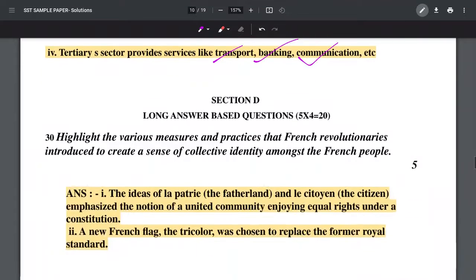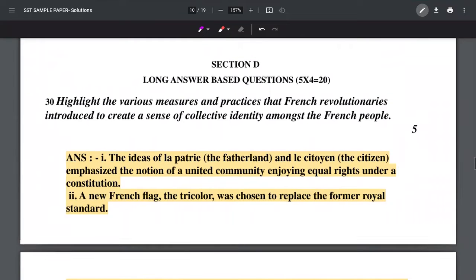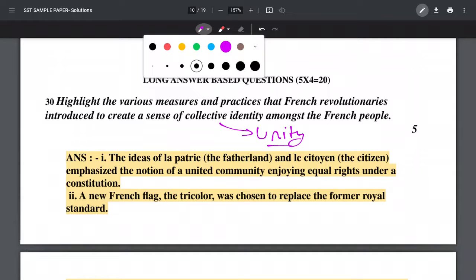All right, now next one is long answer questions. Okay, first one: highlight the various measures and practices that French revolutionaries introduced to create a sense of collective identity amongst the French people. So you have to make a kind of unity. Collective identity, as in make a kind of unity among the French people. What were the steps taken?